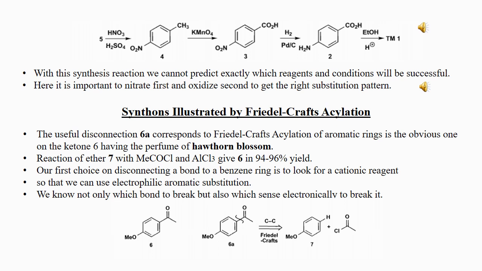Synthons are the results of disconnection. After disconnection, what is obtained? We have a target molecule, and after the disconnection of the different functional groups from the target molecule, the materials obtained with the imaginary disconnection are called synthons. Synthons are the materials which we can use to prepare the target molecule.